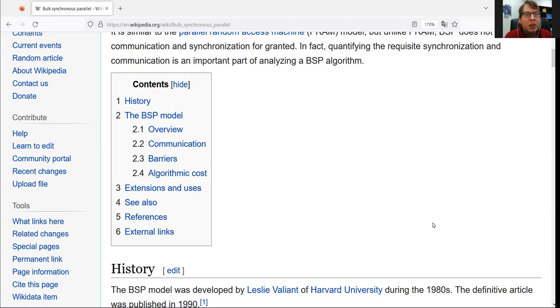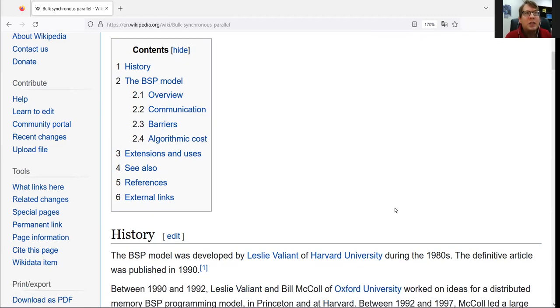So if you want to send one single byte, or 1 kilobyte, or 1 megabyte, basically it takes the same time, right? And this is reflected by the refined BSP, bulk synchronous parallel model devised by Leslie Valiant, who is a very famous computer scientist at Harvard.